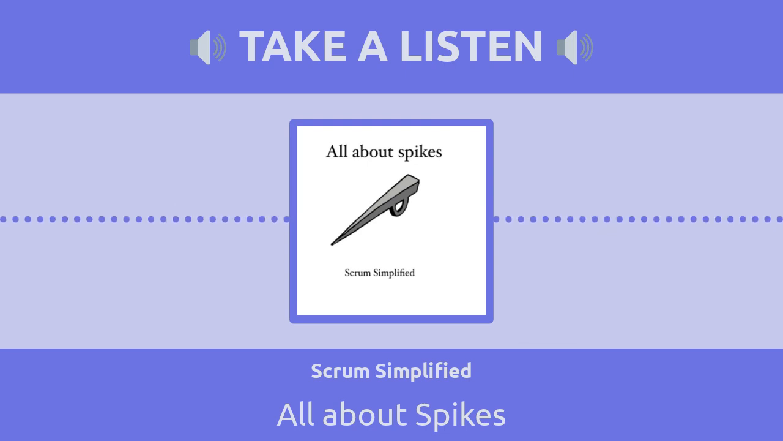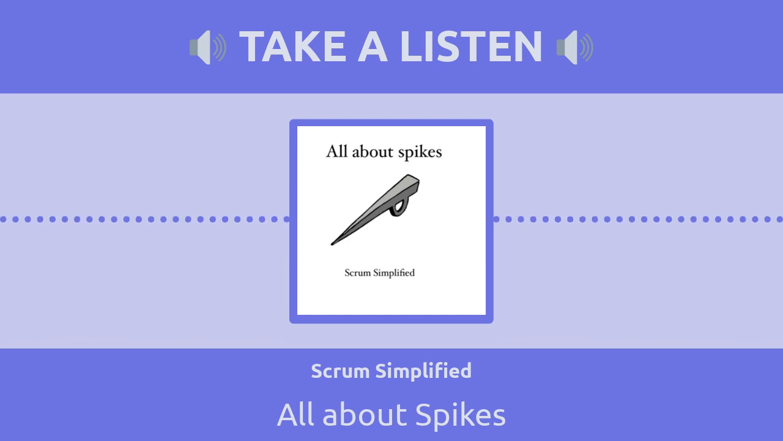Put simply, a spike is a research task. It is a temporary, focused effort to answer a question, mitigate risk of some sort, or gain knowledge about a particular problem or technology. Spikes are typically used when there is uncertainty about the feasibility, viability, or the effort that is required to implement a particular piece of functionality.